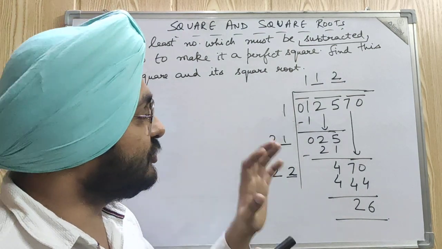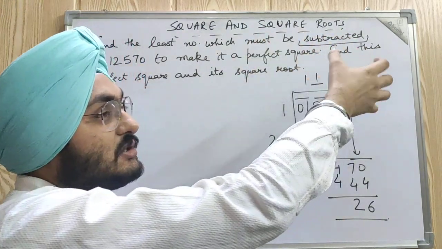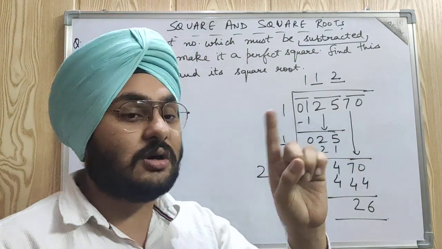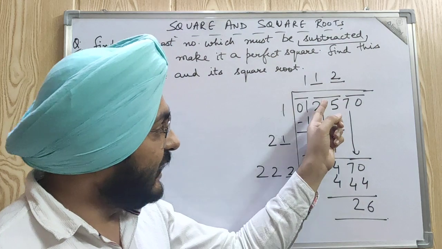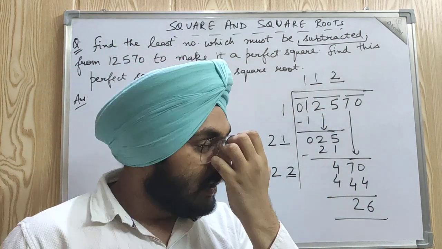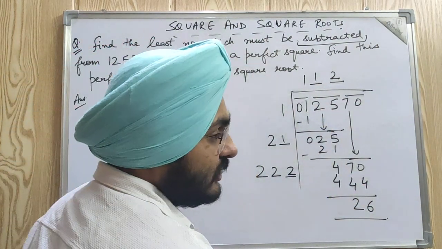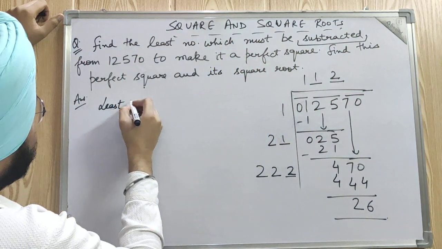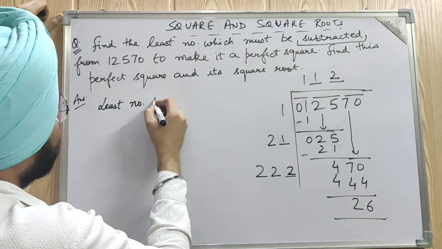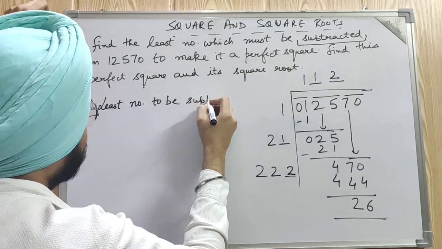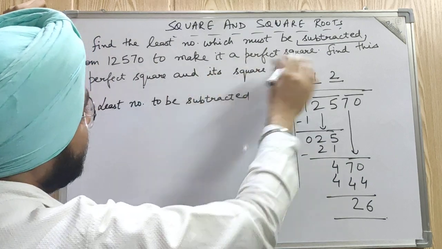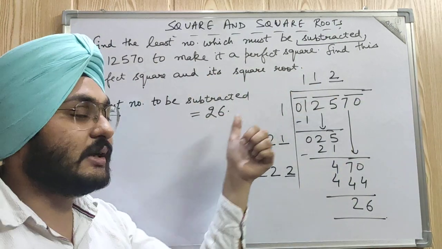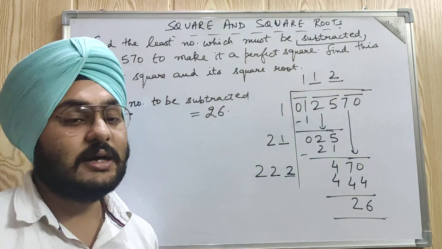It should be clear to you that if we have to subtract something from this to get a perfect square, it means the number given is not a perfect square. It means we will have some remainder in every case. So our remainder here is what? 26, and this is the least number which must be subtracted. So I will write it this way: the least number to be subtracted from 12570 to make it a perfect square is 26.